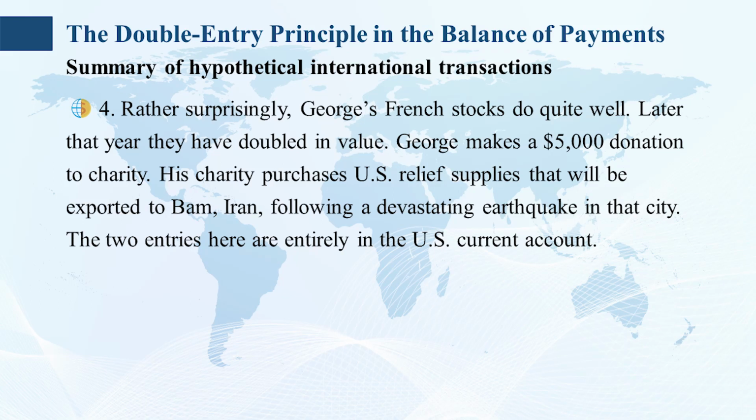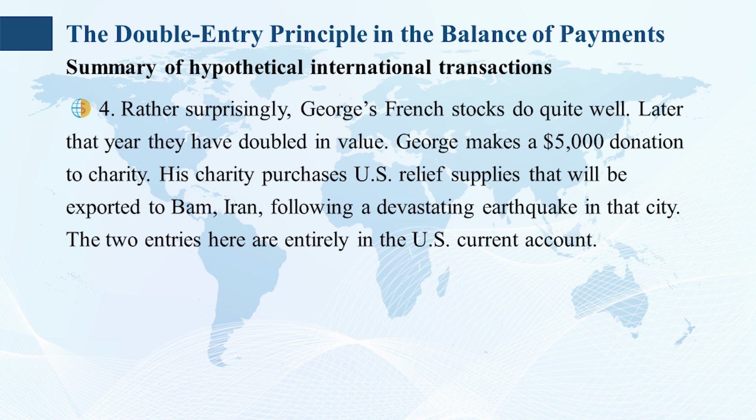Case 4. Rather surprisingly, George's French stocks do quite well later that year. They have doubled in value. George makes a $5,000 donation to charity. His charity pledges U.S. relief supplies that will be exported to a country suffering a natural disaster.